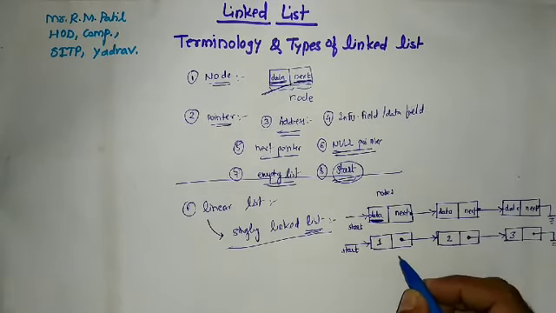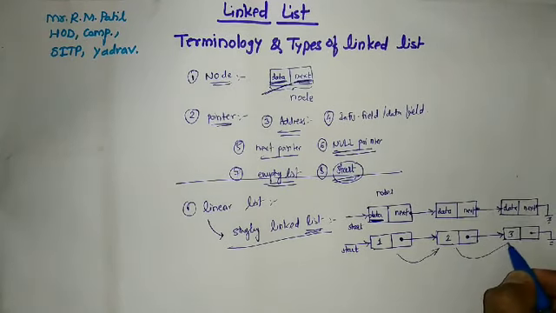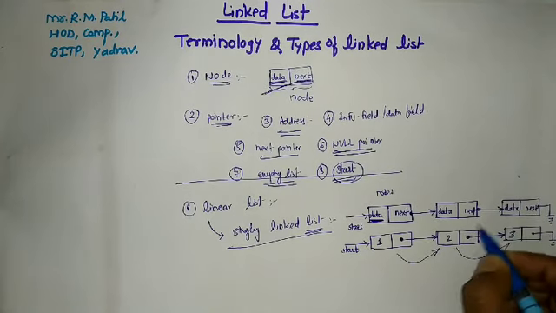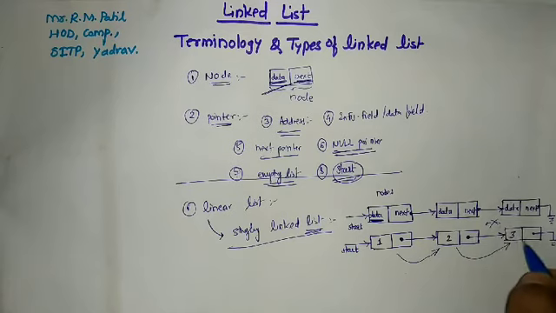But now consider while traversing we have come to the first node, afterwards we have reached the second node, afterwards the third node. If we want to come back to the previous node, it is not going to be possible because we are not storing the address of the previous node in the next node. That is a drawback of the singly linked list.